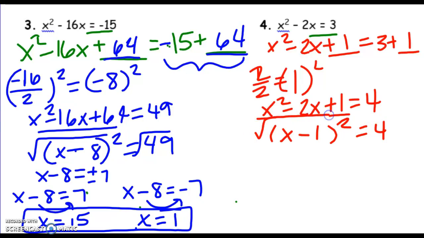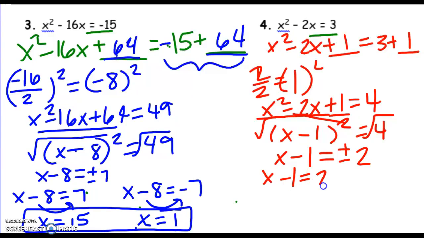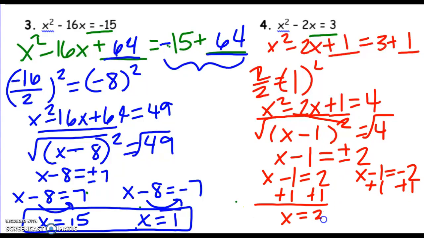From here, I can square root both sides. So I have x minus 1 is equal to, because those go away, positive or negative 2. I set up my two equations: x minus 1 equals 2, and x minus 1 equals a negative 2. I add 1 to both sides, and I get x equals, in this case, 3.